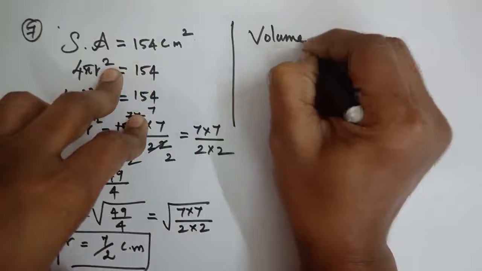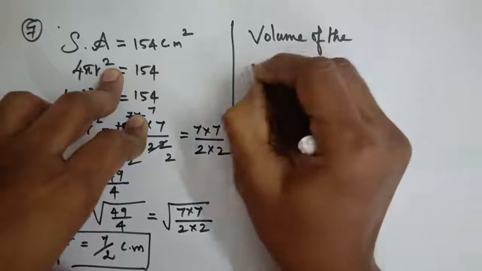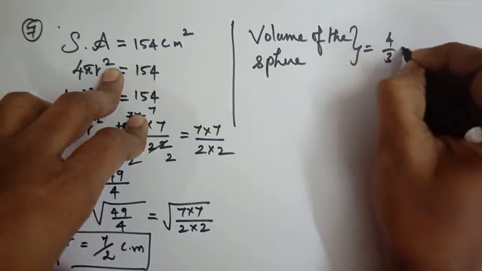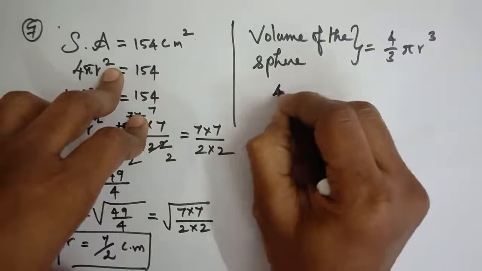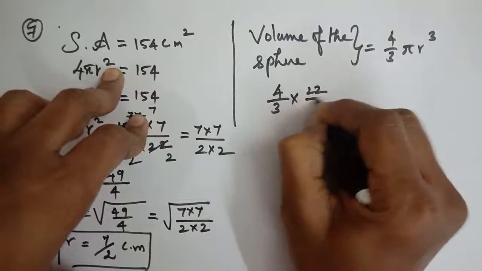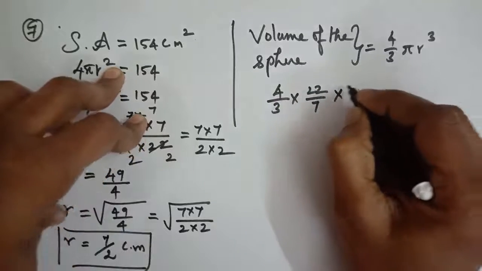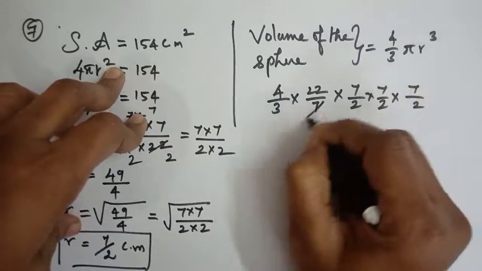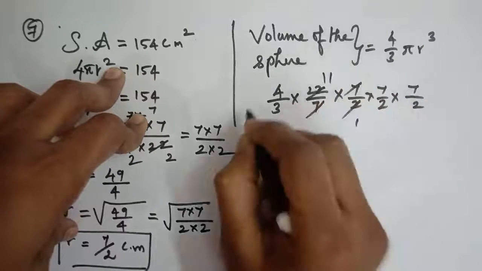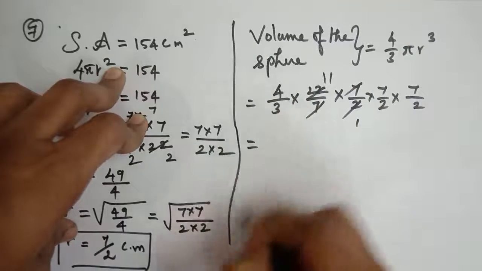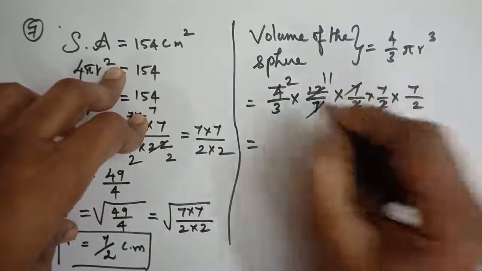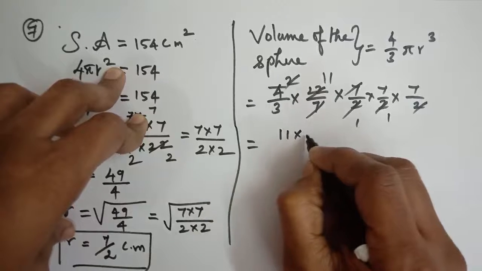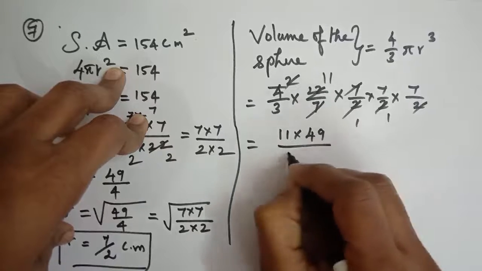So volume of the sphere, what is the formula? 4 by 3 pi r cube. So 4 by 3 into 22 by 7 into r cube, so 7 by 2 into 7 by 2 into 7 by 2. This is 11. Okay, 2, this is 1 2 2. So 11 into 7 into 7, 49 divided by 3.